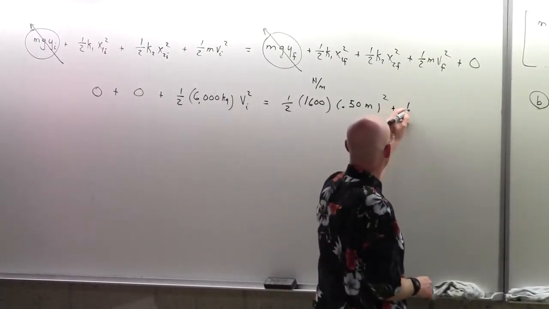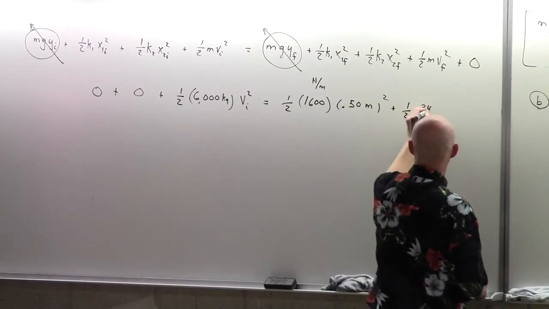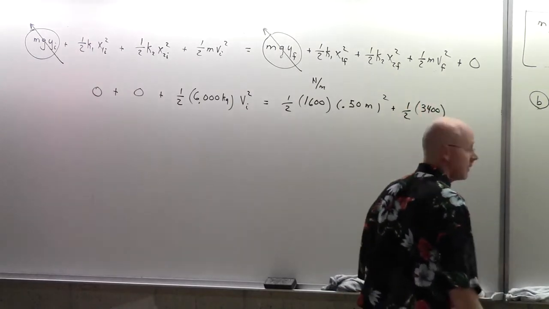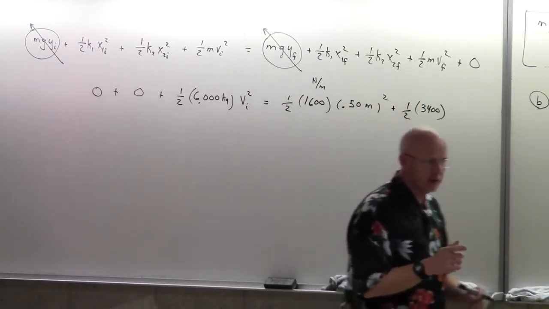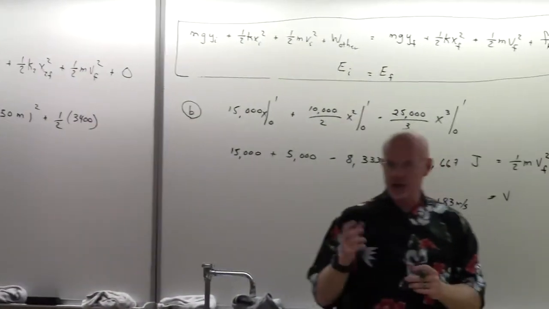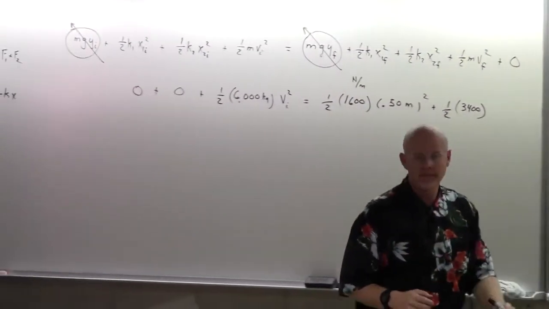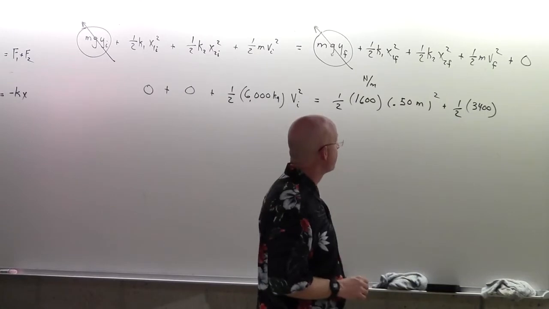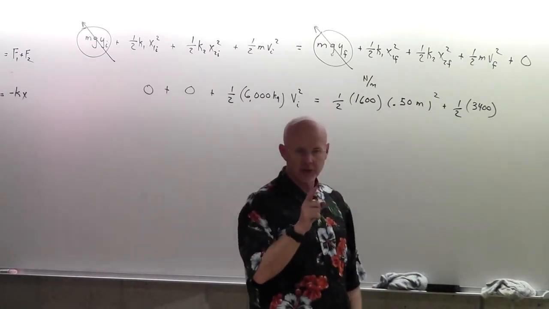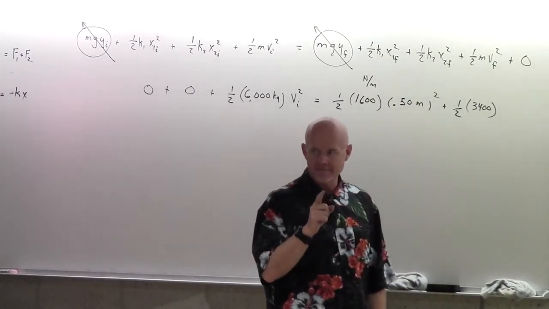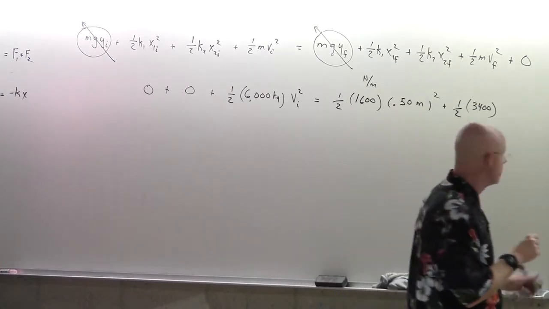I'll continue on. The second spring. 3,400? Do I need to scroll back? Okay, so the second spring had a spring constant of 3,400. And what is its final position? It's 0.2, isn't it?